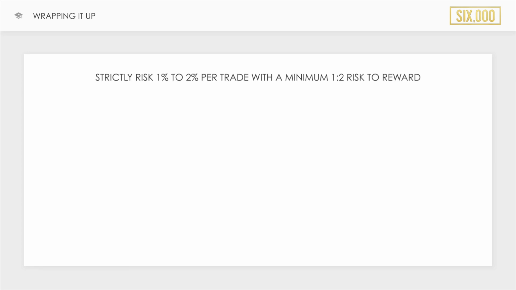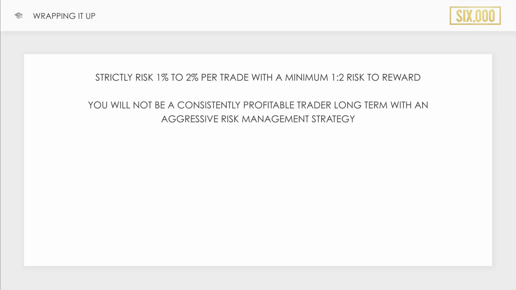So strictly risk 1 to 2% per trade with a minimum 1 to 2 risk to reward. With 1 to 2% risk, you should be making double what you risk. If you risk 2%, you should be making 4% per trade. If you risk 1%, you should be making 2% per trade. You will not be a consistently profitable trader long term with an aggressive risk management strategy.